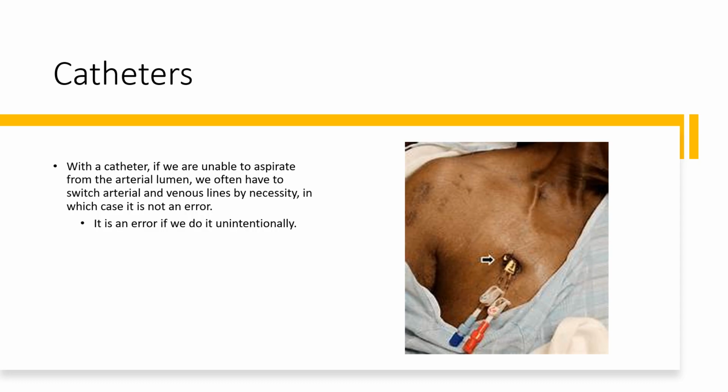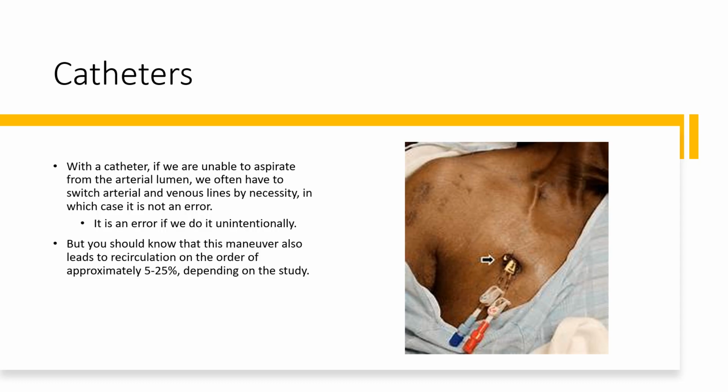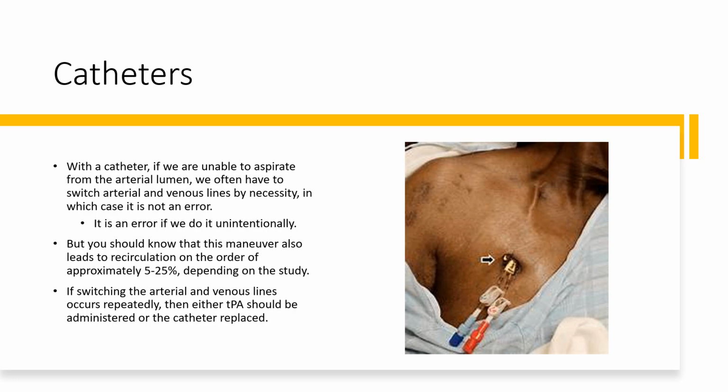With a catheter, if we're unable to aspirate from the arterial lumen, we often have to switch the arterial lines by necessity, in which case it's not an error. It's only an error if we do it unintentionally. But you should know that this maneuver also leads to recirculation on the order of 5 to 25%, depending on the study. And if switching the arterial and venous lines occurs repeatedly, then we need to think about either administering TPA to break up any clots or fibrin in the catheter, or consider just replacing the catheter.